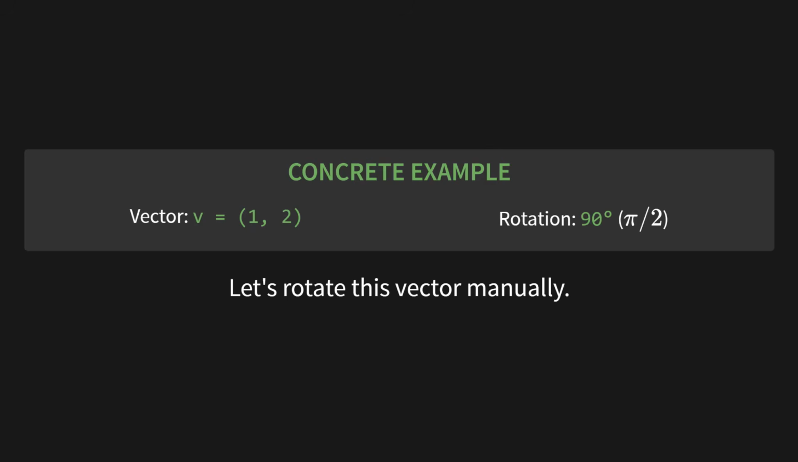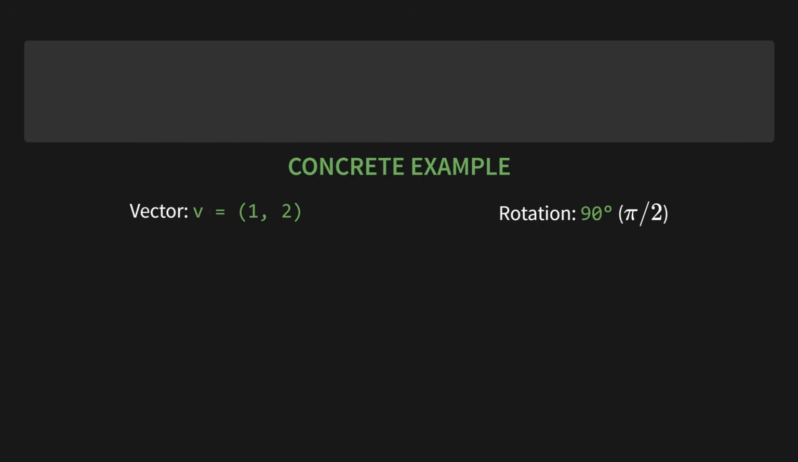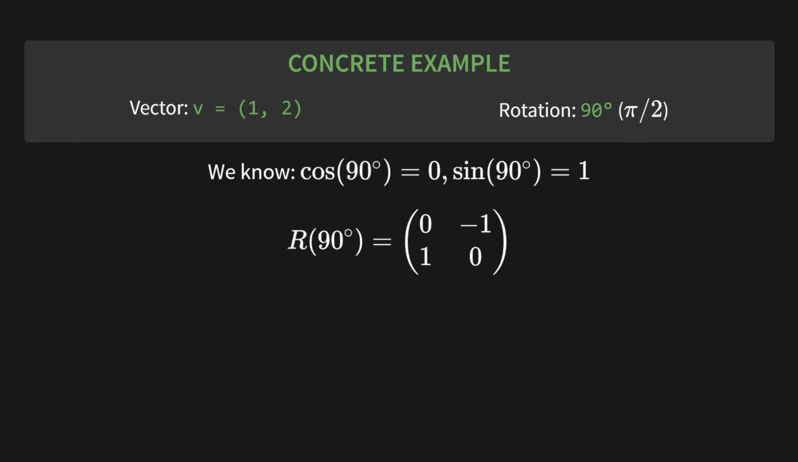All right, let's make this super concrete. Let's take a simple vector, v equals 1, 2, and we're going to rotate it by a nice clean 90 degrees, which is pi over 2 radians. Let's do this manually right here. First things first, we know the values for a 90-degree rotation. The cosine of 90 degrees is 0, and the sine of 90 degrees is 1. So when we plug that into our rotation matrix, it becomes incredibly simple. As you can see, R of 90 degrees is just the matrix with 0 and minus 1 in the first row and 1 and 0 in the second.